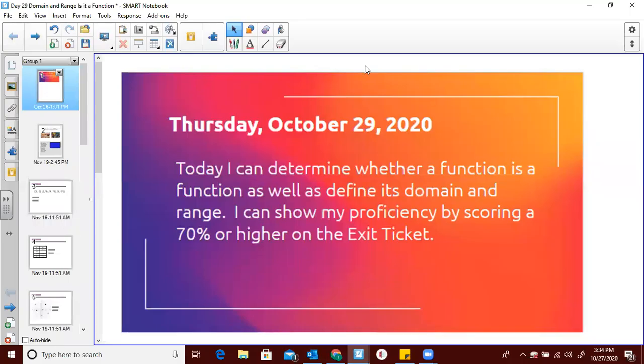All right, so today, October 29th, we're going to be able to determine whether a function is a function, as well as define its domain and range. So we have a good amount of information to get through today, so let's just get started.